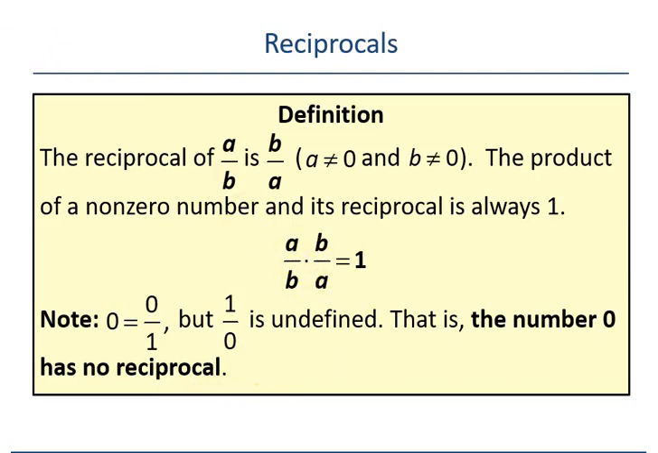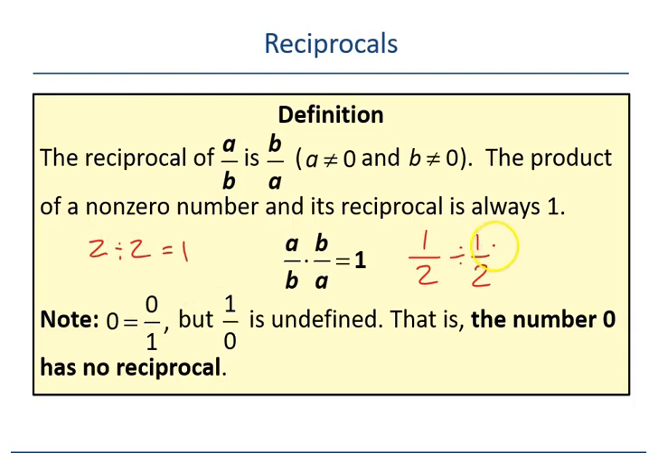That is, the number 0 has no reciprocal. What does this mean? This is what that means. Say I have 1 over 2, and I want to divide it by 1 over 2. Let's really think about that. What is 2 divided by 2? Well, 2 divided by 2 is 1. So 1/2 divided by 1/2 is going to be 1, but why does it equal 1?